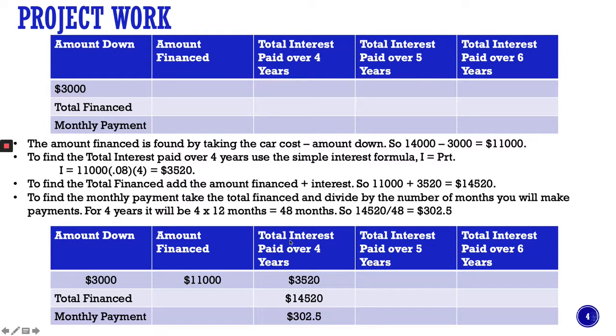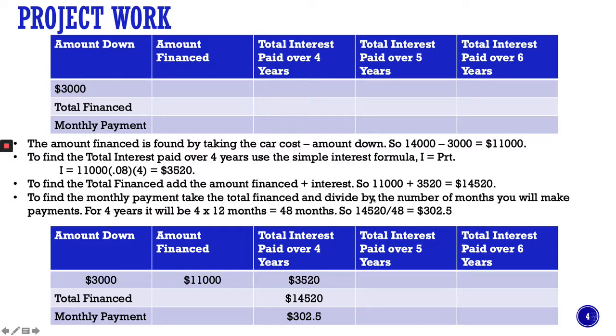The total interest paid over 4 years. Well, for the total interest, we have to use the simple interest formula. Like I said, I equals PRT. So I is equal to 11,000, which is your principal, times the rate of 0.08. Remember, you always have to take it to a decimal, times the number of years, which is 4. And that'll get us $3,520. So this will be our total interest paid over 4 years. So our total financed will be the amount financed plus the interest, which is $14,520. And that's stated right here, that's how we found that.